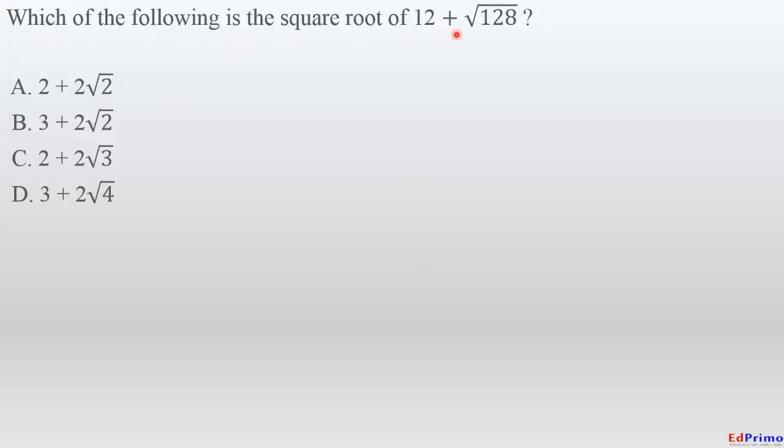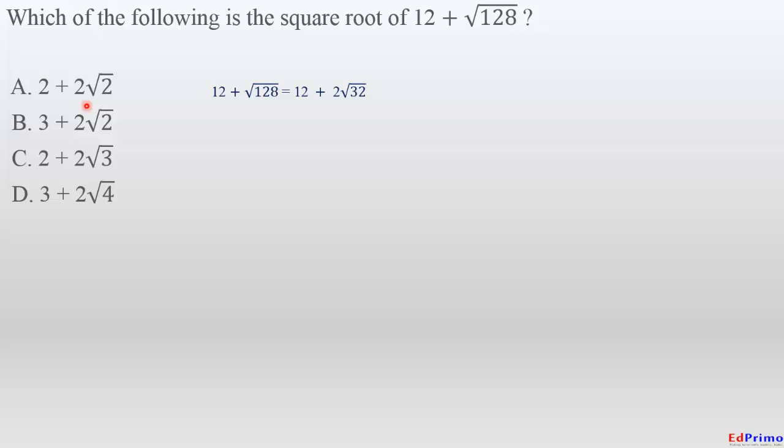Which of the following is the square root of 12 plus root 128? This is a fairly straightforward question. We are given a term 12 plus root 128 and we are asked to find the square root. And we are given 4 answer choices, but we need to carefully look at the answer choices. They are following a particular pattern. They're following this pattern of an integer plus a surd, and this is clearly of the form 2 root of something. Now, having this in mind, let's try to proceed to solve the given problem.